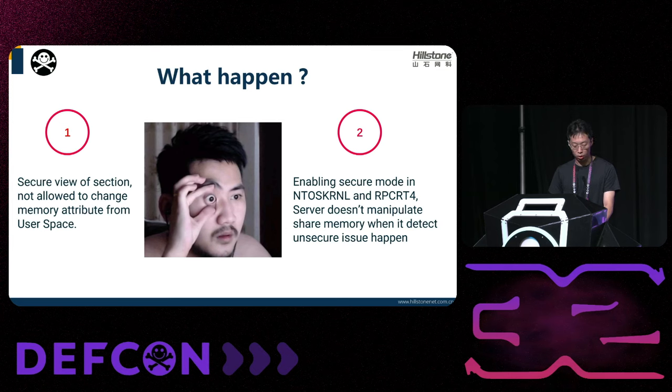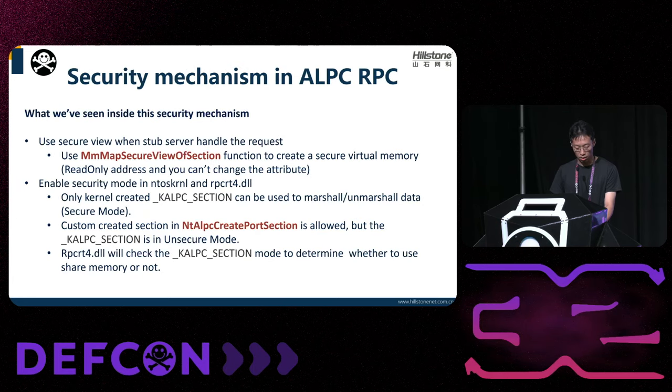First, ntoskrnl tries to secure the view of the section, and it doesn't allow changing the memory attributes from user space. Secondly, both NTOS and the RPCRT4 module DLL enable secure mode in the check. It means that the server will not manipulate the shared memory when it detects that the shared memory is unsafe. These are the technique details. The security mechanism handles shared memory from the client side. The kernel uses the MapViewOfSecureSection function to create a secure virtual memory view, and you can change the attributes.